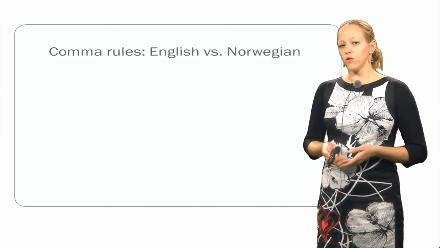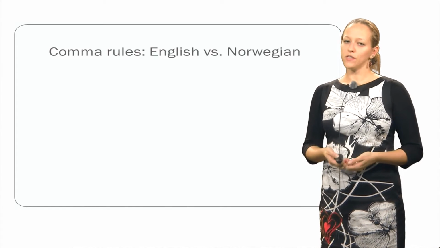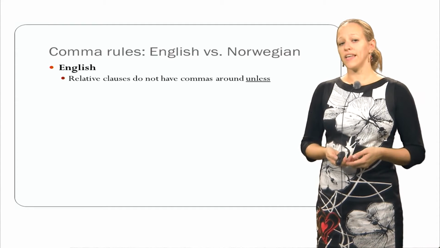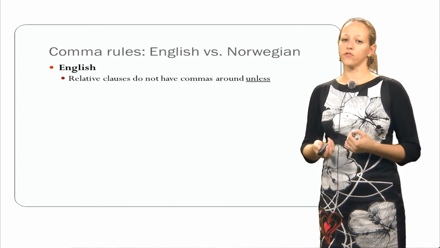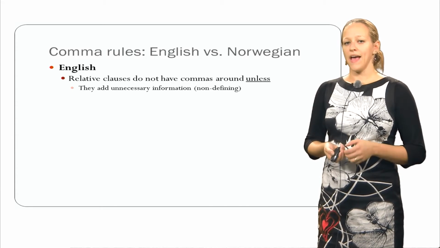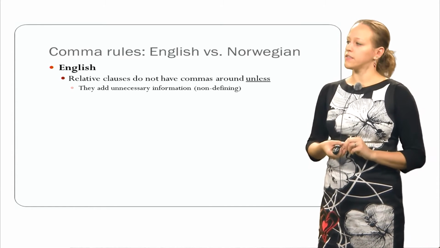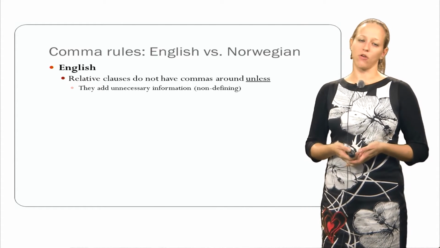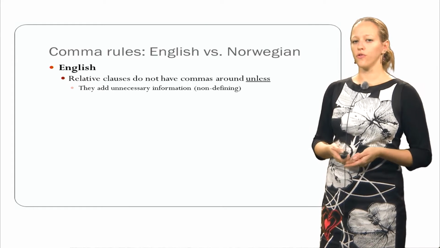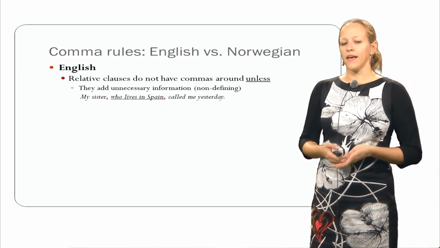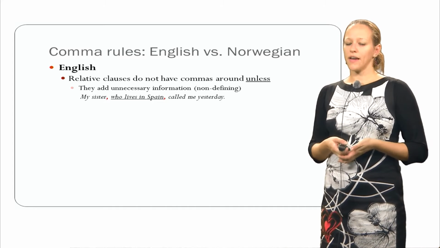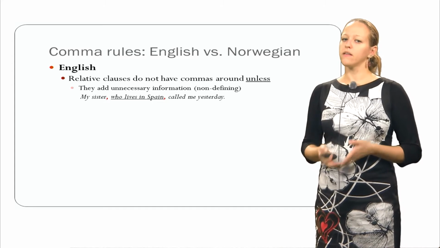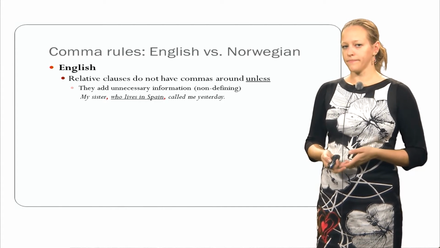And now the second rule we need to remember, the second difference between English and Norwegian, is the comma rule. So in English, relative clauses do not normally have commas around them, unless they add unnecessary information. And this is what I mentioned before, the non-defining relative clauses. In Norwegian, unødvendige leddsetninger. So if I only have one sister and I want to say she called me, I can say my sister, comma, who lives in Spain, comma, called me yesterday.